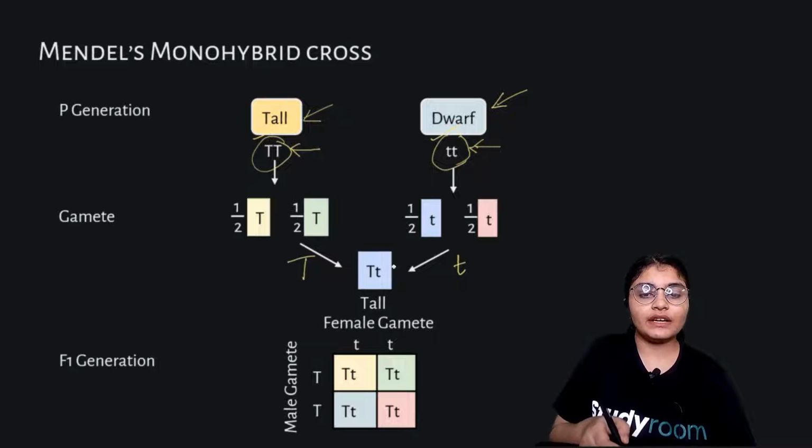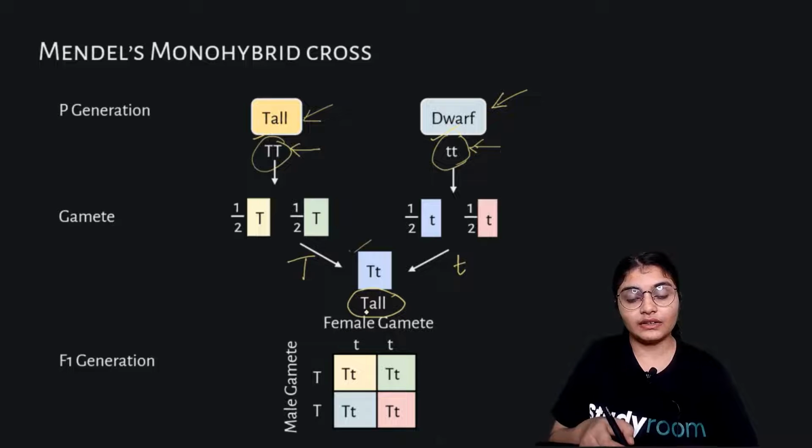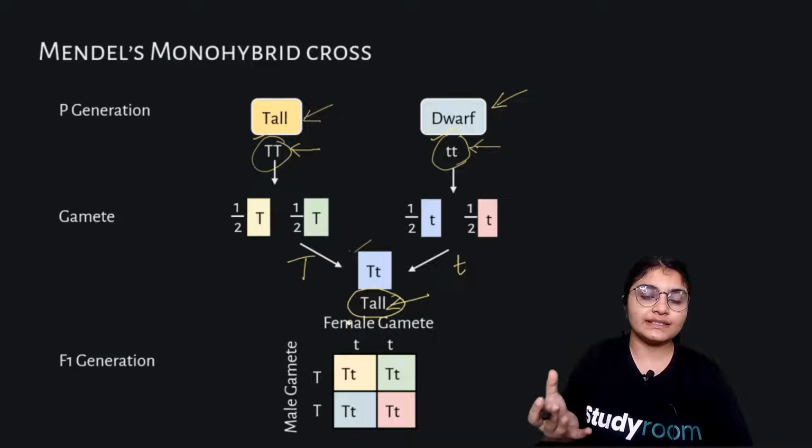When they combine together, they form this F1 individual, and it has the phenotype of tall. Why? Because we have one capital T and one small t. Mendel observed that the F1 individual was tall. The observable characteristic was that the plant was seen to be tall. Now, why was this seen to be tall? That we will be discussing in the later part of the chapter.